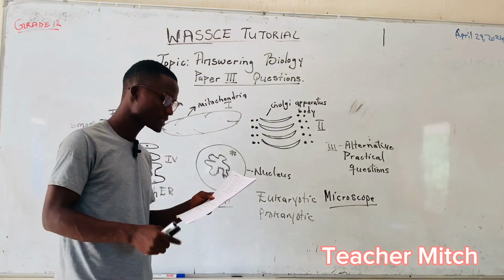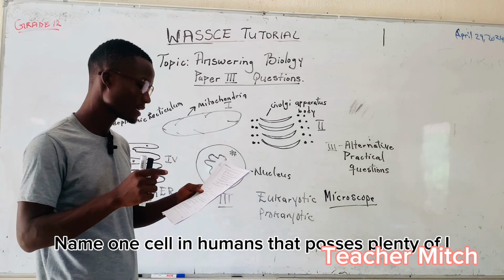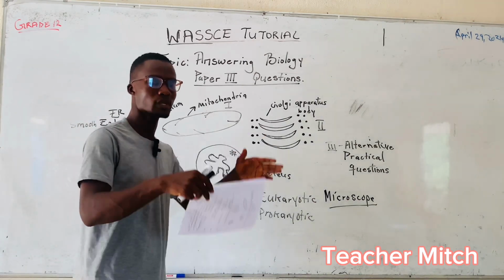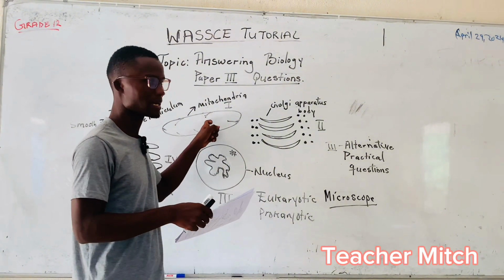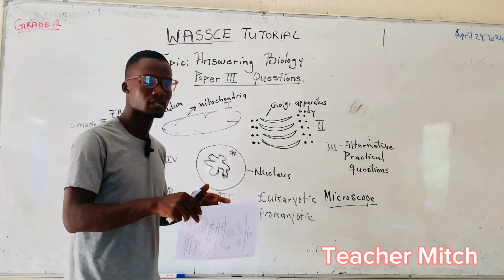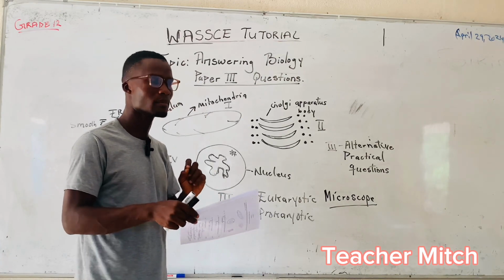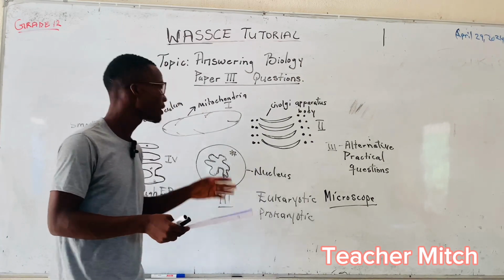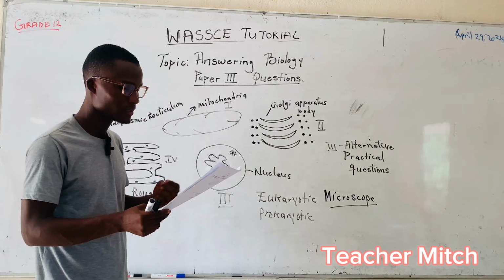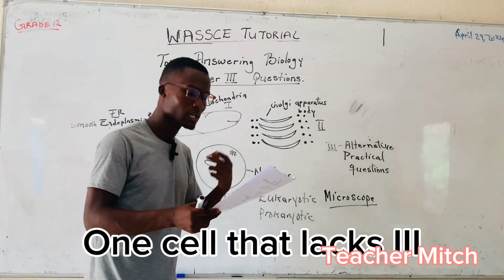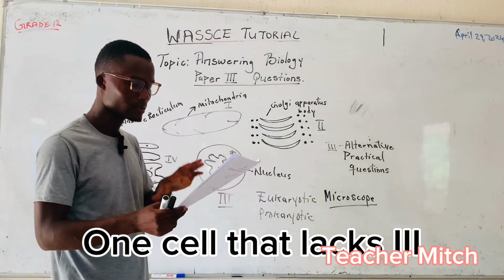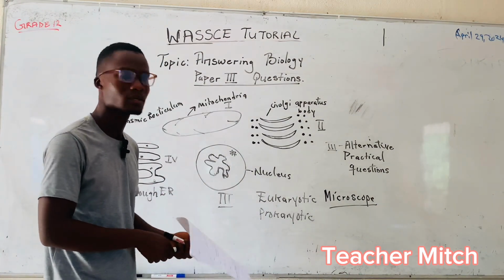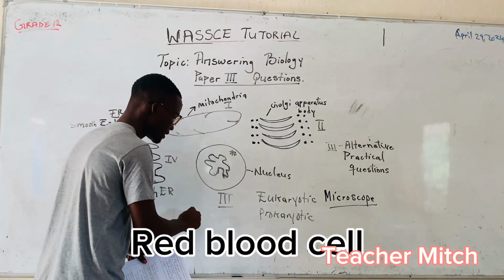The next question says, name one cell in humans that possesses plenty of the structure labeled 1. So we've named a tissue in the body that possesses plenty of mitochondria. So they say again, we should name one cell in the body that contains plenty of mitochondria. So that would be what? Muscle cells. Then, name one cell that does not possess the structure labeled 3. A cell in the body that does not possess a nucleus is the red blood cell.